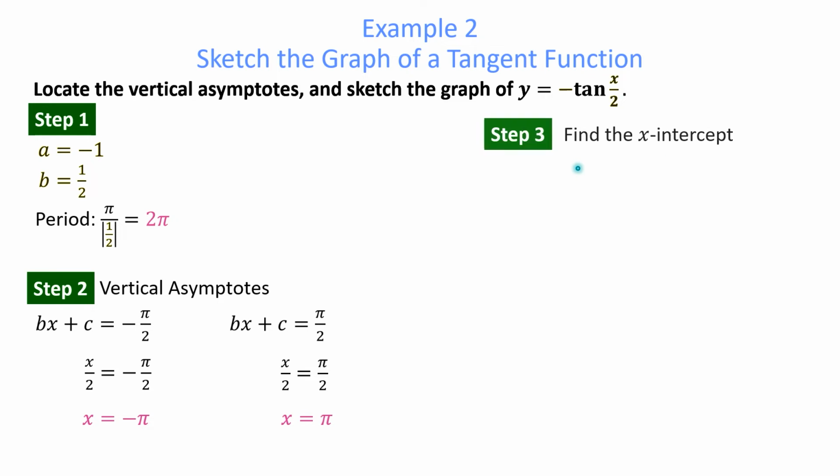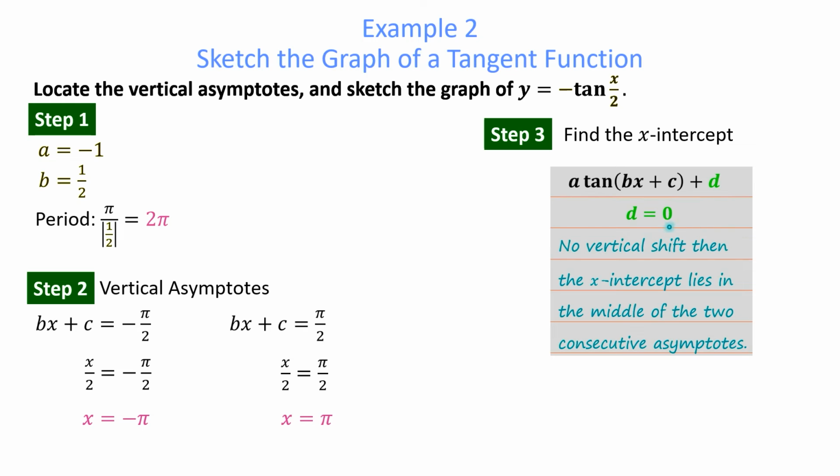So for step 3, we want to find the x-intercept. Now we can find an x-intercept by finding the real zeros of this function. We can do that by setting this function equal to 0 and then solving the equation. However, if you recall previously, we know that the value of d is 0, so there is no vertical shift here. So the x-intercept lies in the middle of the two consecutive asymptotes.